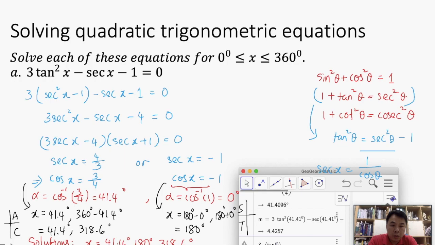Tangent, 41.41 square. This is secant here. Oh yes, correct. So the solution is actually correct.